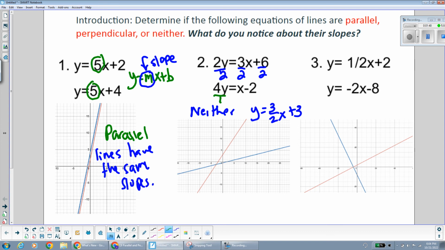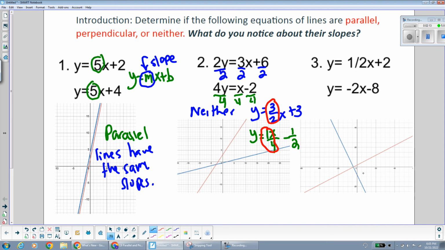I'm going to go ahead and divide everything here by 4. And that gives me y is equal to x over 4, or 1/4 x, minus 2 over 4, which simplifies to 1/2. Looking at the slopes, we have 1/4 and we have 3 over 2, and there does not appear to be a clear relationship. Let's move on to the next one.